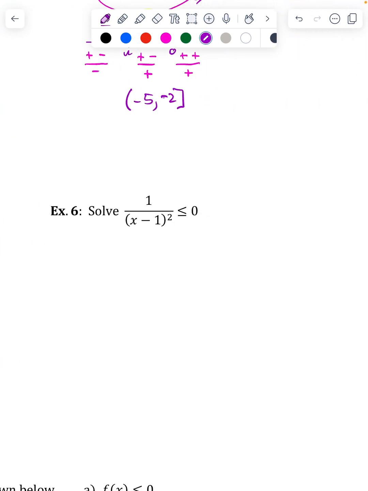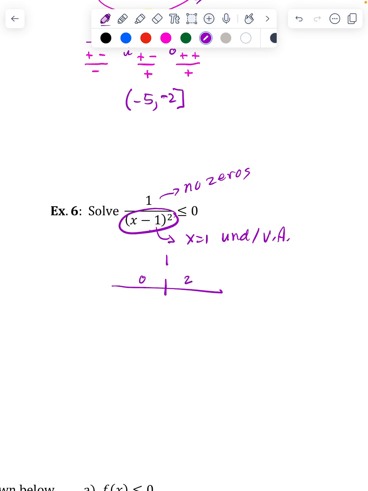All right, so here, keep in mind that there are no zeros because you can't make the top equal to 0. And here you have x equals 1 as your only undefined or vertical asymptote value. So if you did a table with a 1 here, you'd pick a number to the left and right, but this bottom is squared, and when something is squared, it's always going to be positive. So in this problem, the top is positive because it's 1, and the bottom is positive no matter what. There's no way to make any of those negative.